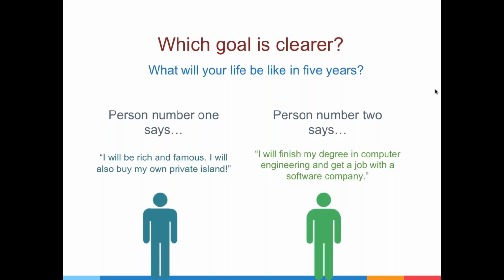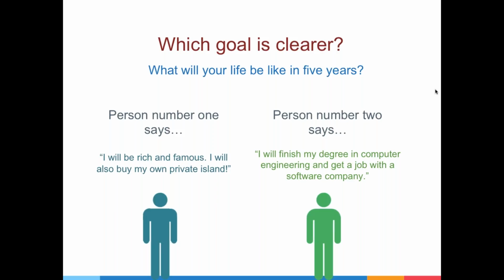So person number one would say, when they're asked what their life will be like in 5 years, something along the lines of, oh, you know, I'll be rich and famous, and I'll have my own private island, and my jet, and some jet skis, and, you know, life will be great. Do you think that's a realistic goal? Do you think that's clear, achievable? So raise your hand if you like number one. Okay, now let's look at hands being raised. Yeah, it's not achievable now, is it?